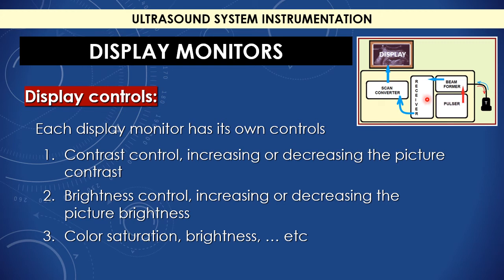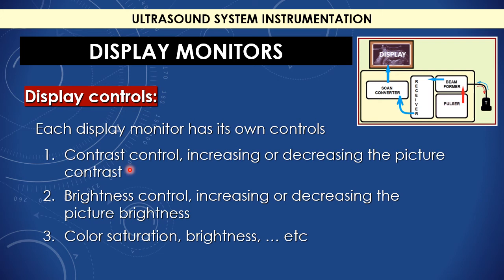Each one of these displays, I'm talking about either the analog or the digital display, has its own display controls. These controls are in the form of brightness control or contrast control. Contrast of the image means how many shades of gray are available. So this is increasing or decreasing the picture contrast, meaning that if I have more shades of gray or fewer shades of gray, I have lower contrast or higher contrast, right? The higher the contrast, the less contrast resolution. And the lower the contrast, I have a better contrast resolution. So this one here is the contrast control.